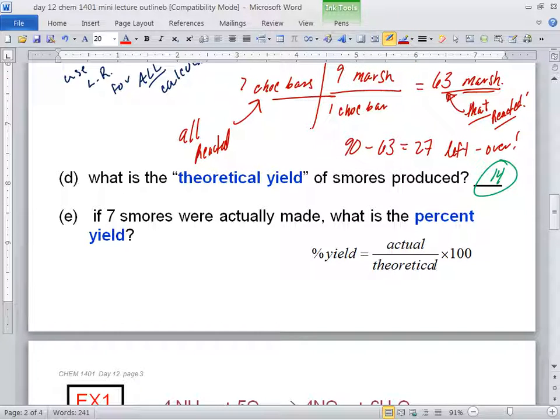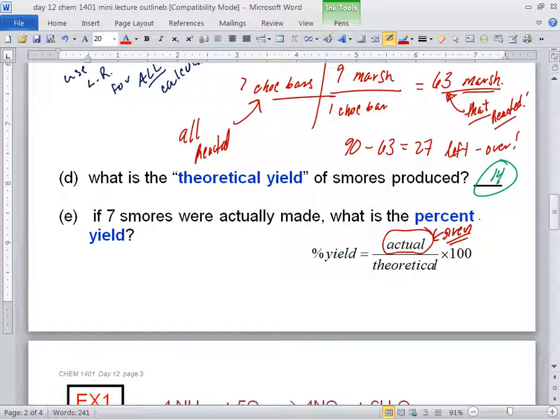If 7 s'mores were actually made, what is the percent yield? Another term. But we need a little expression to calculate percent yield. It's the actual yield, which you got, divided by the theoretical, times 100. So the actual has to be given. What's there to give? Well, geez, it's a campfire. It's just dark. You dropped one of the chocolate bars. And Lauren is really picky about stuff that falls on the ground, and she won't eat it. So you got to throw it in the fire or something, right? So you really only had 6 chocolate bars. So you only got 12 s'mores.